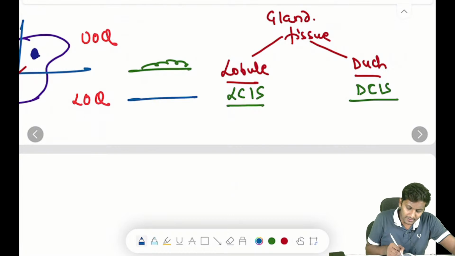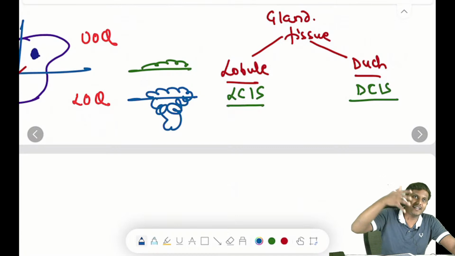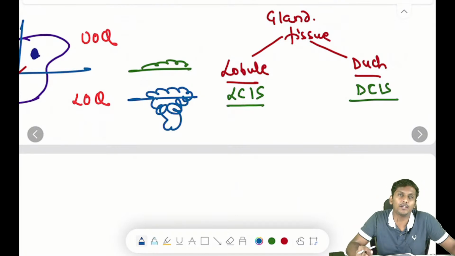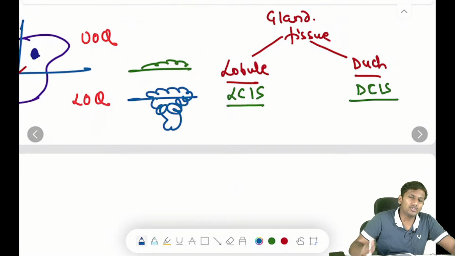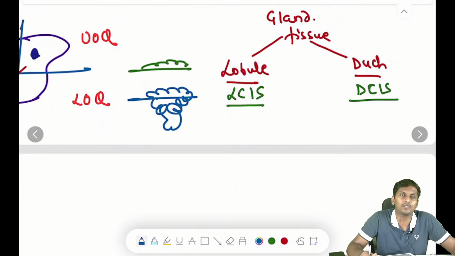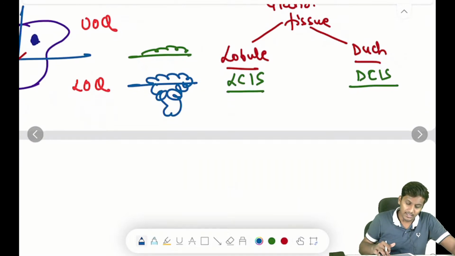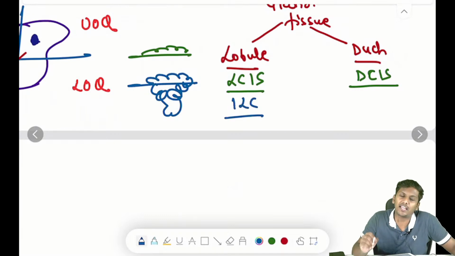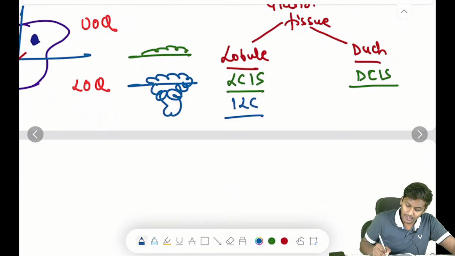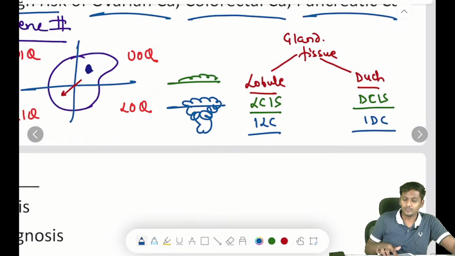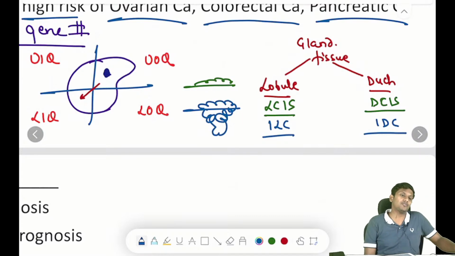Next is the variety of cancer where the cancer actually invades the basement membrane. It is going to invade and damage the basement membrane and grow inside. Such a type of cancer, which grows inside the basement membrane, is called invasive breast cancer, or invasive carcinoma. If such an invasive cancer arises from the lobule, it will be called invasive lobular carcinoma, and if it arises from the ducts, it will be called invasive ductal carcinoma. Got it? This is the basic classification you have to understand.